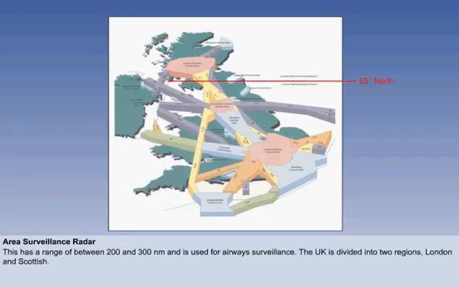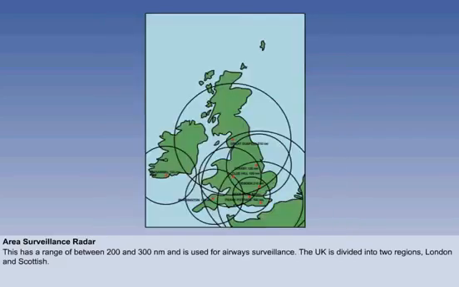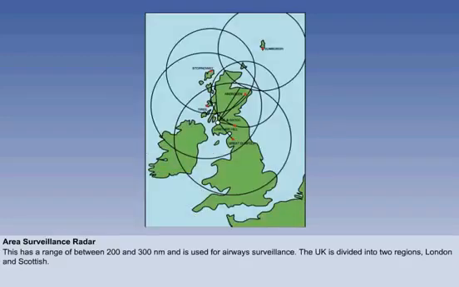The UK is divided into two regions, the London Area Control Centre and the Scottish Area Control Centre. The boundary is at 55 degrees north. Each centre uses a network of widely dispersed radars to improve coverage. This is the London Centre, and this is the Scottish Centre.